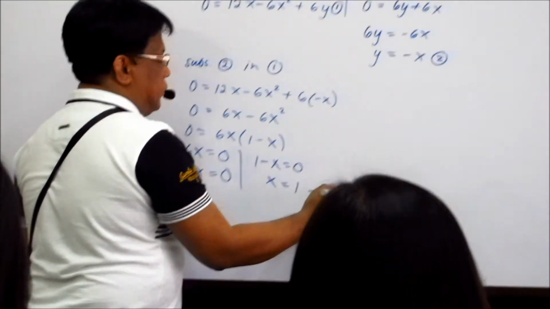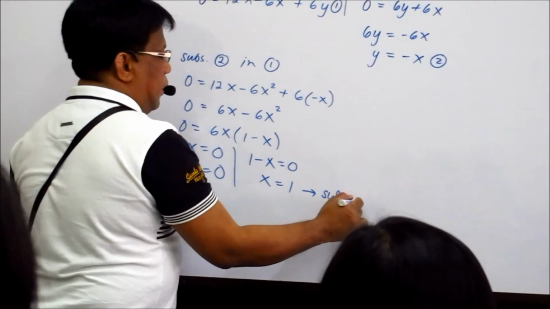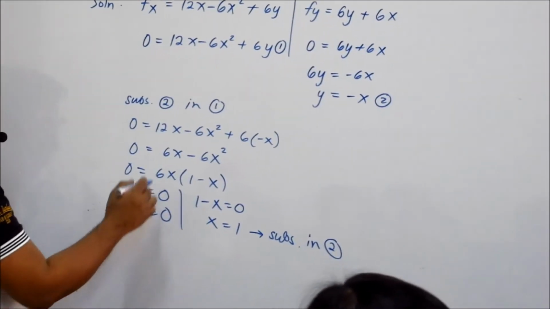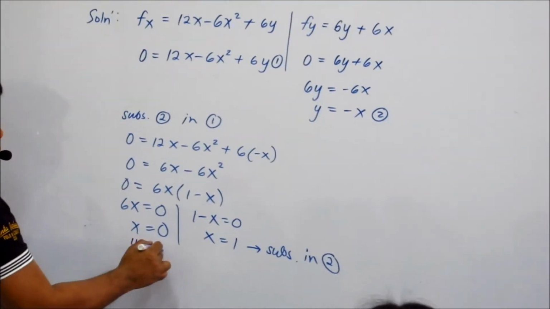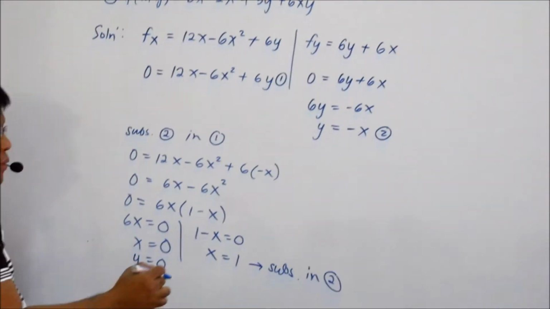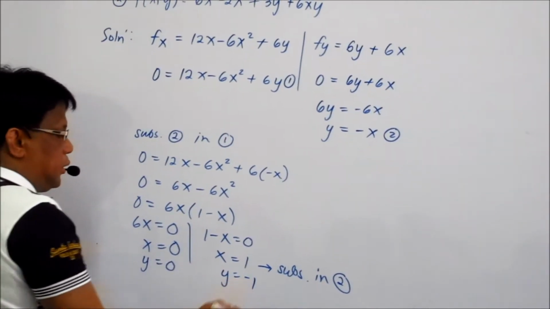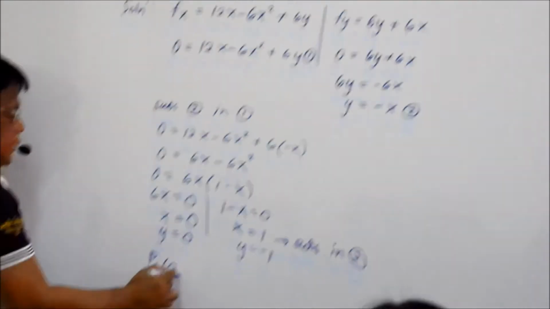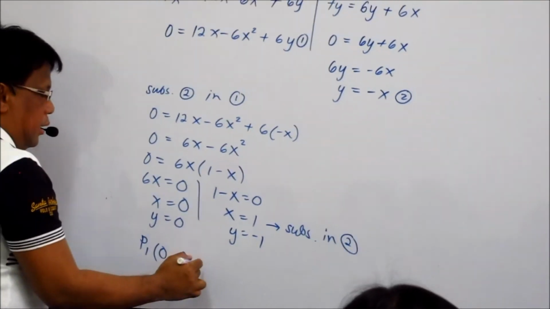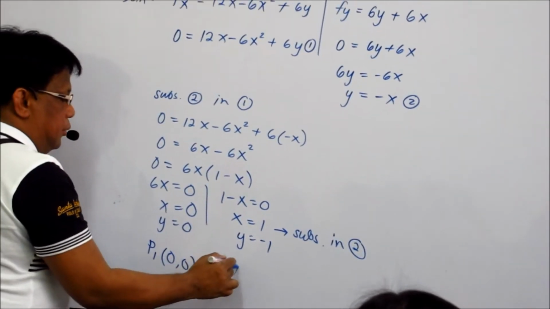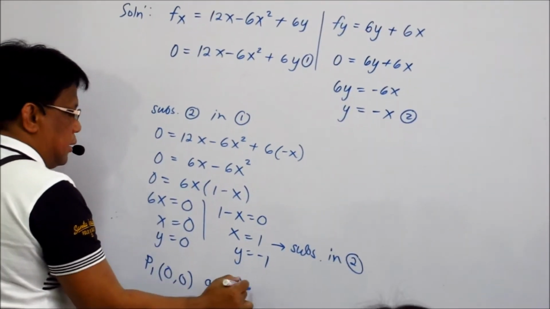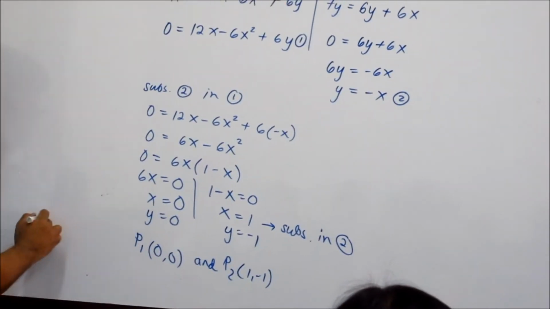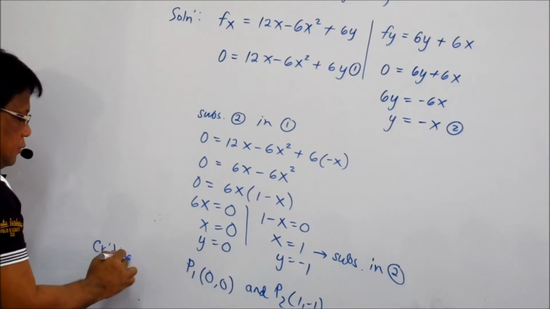Then solve now for y. We can substitute these two values of x in equation 2 and solve for y. So when x is 0, what is y? 0. When x equals 1, what is y? Negative 1. So as you can see, there are 2 points here, class. Point 1 has coordinates 0, 0, and point 2 has coordinates 1, negative 1. Okay? So these are your critical points.